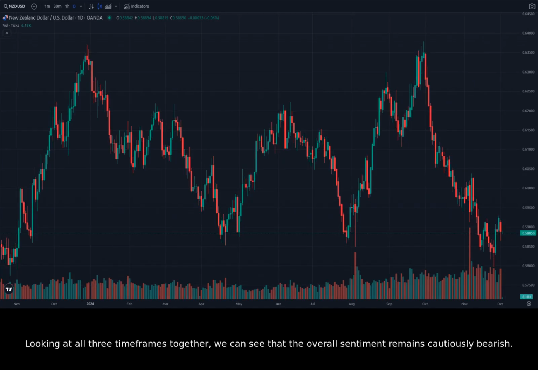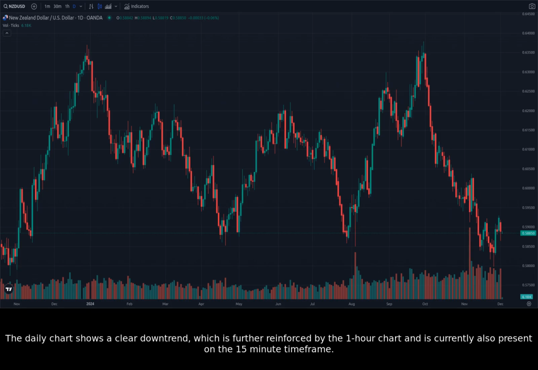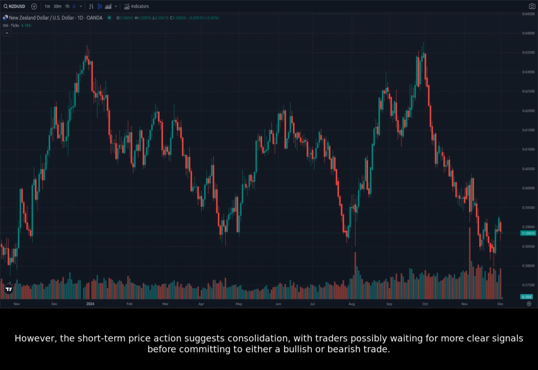Looking at all three timeframes together, we can see that the overall sentiment remains cautiously bearish. The daily chart shows a clear downtrend, which is further reinforced by the 1-hour chart and is currently also present on the 15-minute timeframe. However, the short-term price action suggests consolidation, with traders possibly waiting for more clear signals before committing to either a bullish or bearish trade.